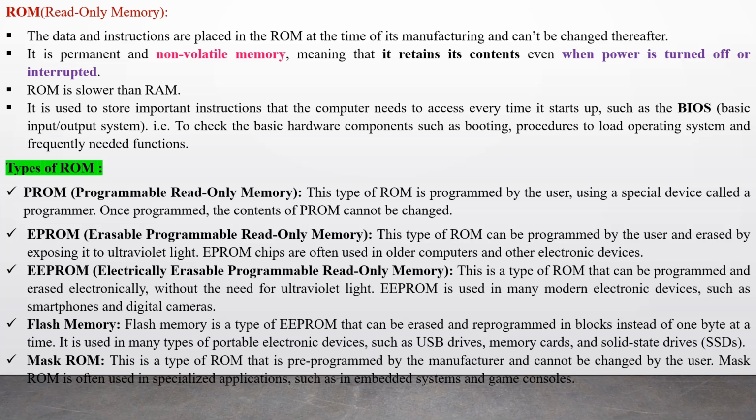Flash memory. Flash memory is a type of EEPROM that can be erased and reprogrammed in blocks instead of one byte at a time. It is used in many types of portable electronic devices, such as USB drives, memory cards, and solid-state drives, SSDs. Mask ROM. This is a type of ROM that is pre-programmed by the manufacturer and cannot be changed by the user. Mask ROM is often used in specialized applications, such as in embedded systems and game consoles.